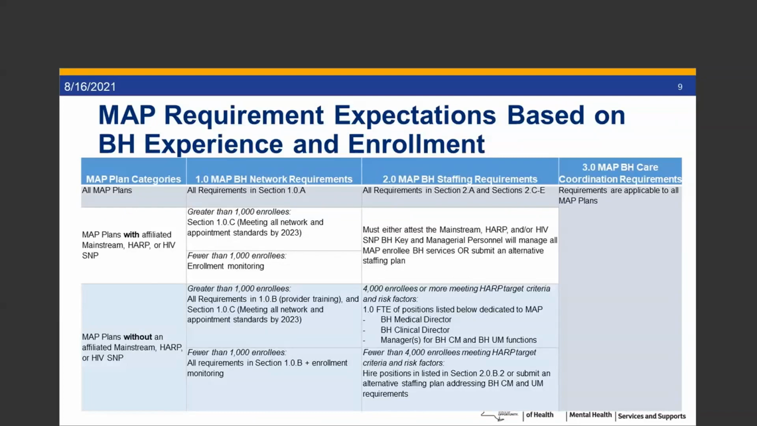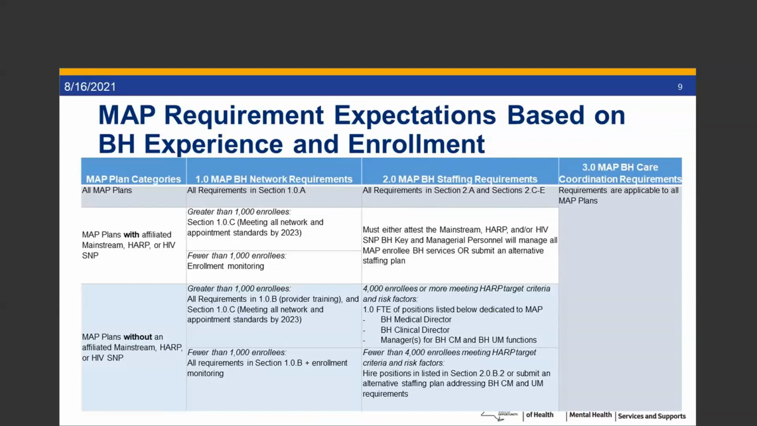So as Alyssa had mentioned, the purpose of this slide is to outline network, staffing, and care coordination expectations based on MCO's previous BH experience and enrollment. And so the table identifies different MAP plan categories that the BH MAP requirements would apply to. So you have requirements that all MAP plans would have to follow, requirements for MAP plans with the affiliated mainstream HARP or HIV SNP product lines, and the requirements for MAP plans without those affiliated product lines. Then breaking out those requirements even further based on enrollment.